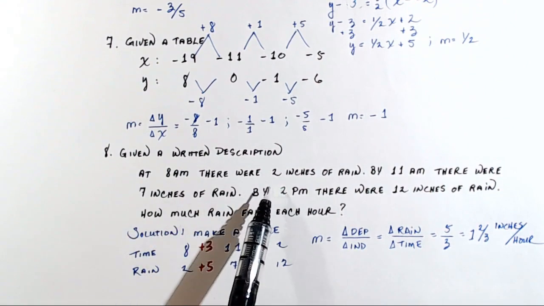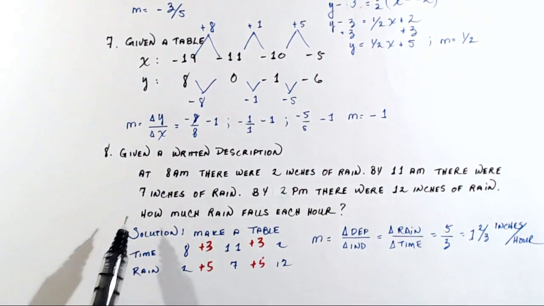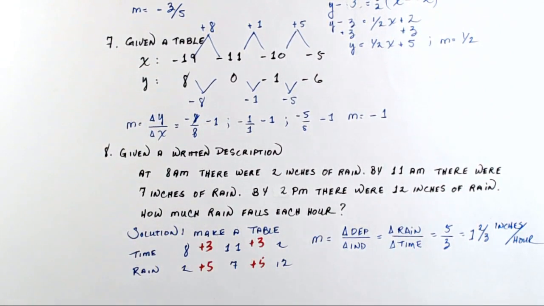Finally, we're given a written description. At 8 a.m. there were 2 inches of rain. By 11 a.m. there were 7 inches of rain. By 2 p.m. there were 12 inches of rain. How much rain falls each hour? Solution is to make a table.